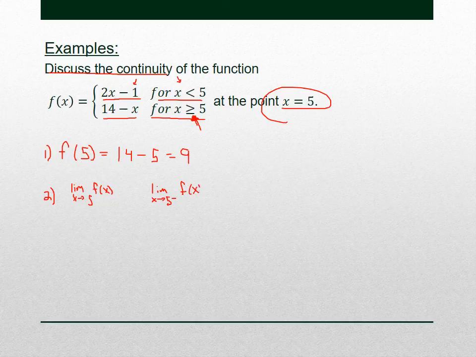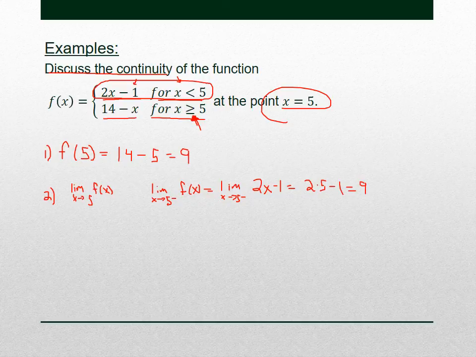Well, since we're coming from the left, we're going to use the top line, right? The left is values less than 5. So the limit from the left of f of x is the same as the limit from the left of 2x minus 1. And now remember, to take limits, we just want to try to plug in. So what's 2 times 5 minus 1? Well, that's 9. So the left-hand limit was 9.